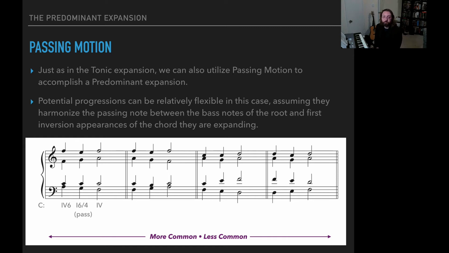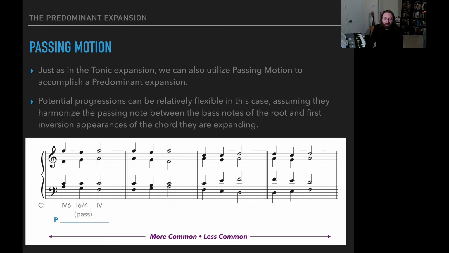So first inversion 4 to root position 4, with some chord intervening in the middle that harmonizes that passing 5th scale degree. So a la, sol, fa, something that harmonizes that sol together. A lot of the time when we see this context, it will be a 1-6-4 with a passing function. That's a really clear way to prolong that predominant area.